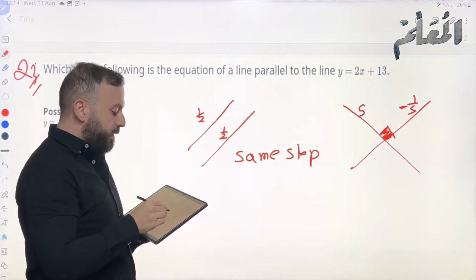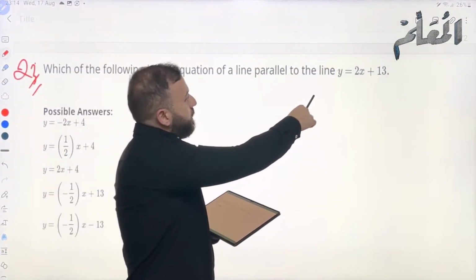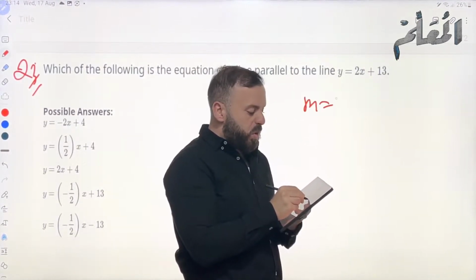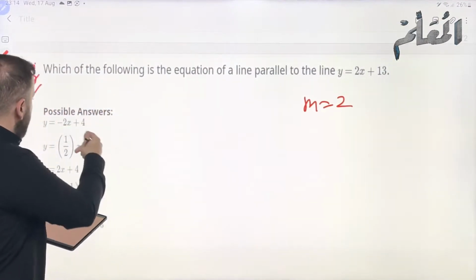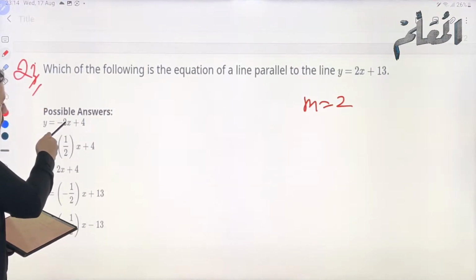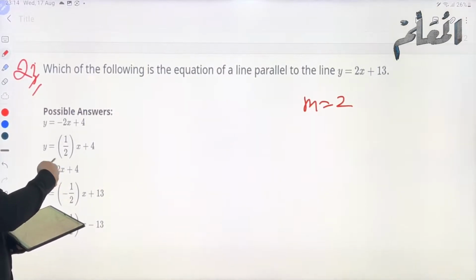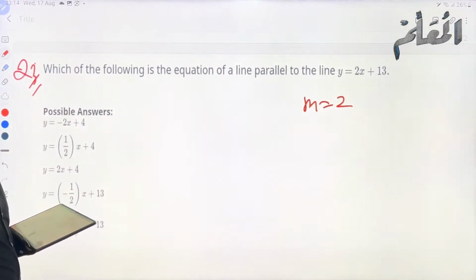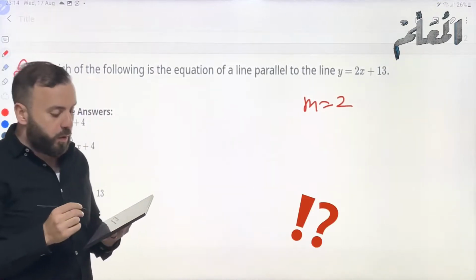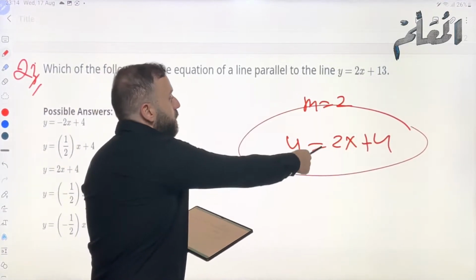After that, what shall we do? What is the slope in this line? It is 2, so m is equal to 2. In this case, which choice has the slope 2? The slope here is -2, the slope here is half, here 2, here -half. So the only choice which has the slope equal to 2 is y equal to 2x plus 4. So my answer is y equal to 2x plus 4. They have the same slope.